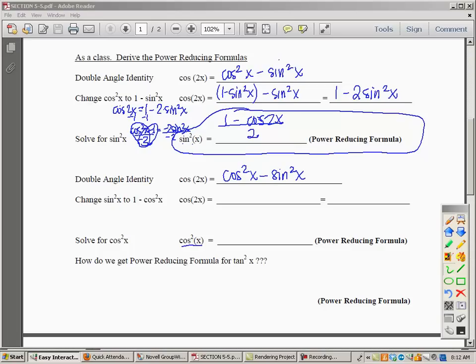And they suggest that now this time you replace sine squared with 1 minus cosine squared. So cosine squared minus, and I'm going to replace this, 1 minus cosine squared. This negative gets distributed, so you have a cosine and a positive cosine, which is 2 cosine squared, and then the negative goes to the 1 to make minus 1.